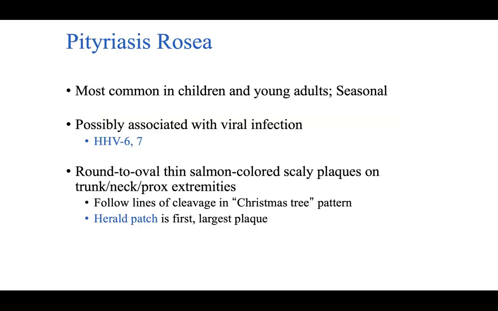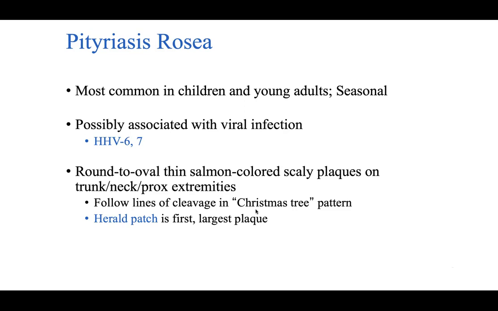All right, moving on to Pityriasis rosea. This is a rash that's most common in children and young adults. It's seasonal, usually associated with viral infections such as HHV 6 or 7. You've got some round to oval thin salmon colored scaly plaques on the trunk, neck, and proximal extremities.